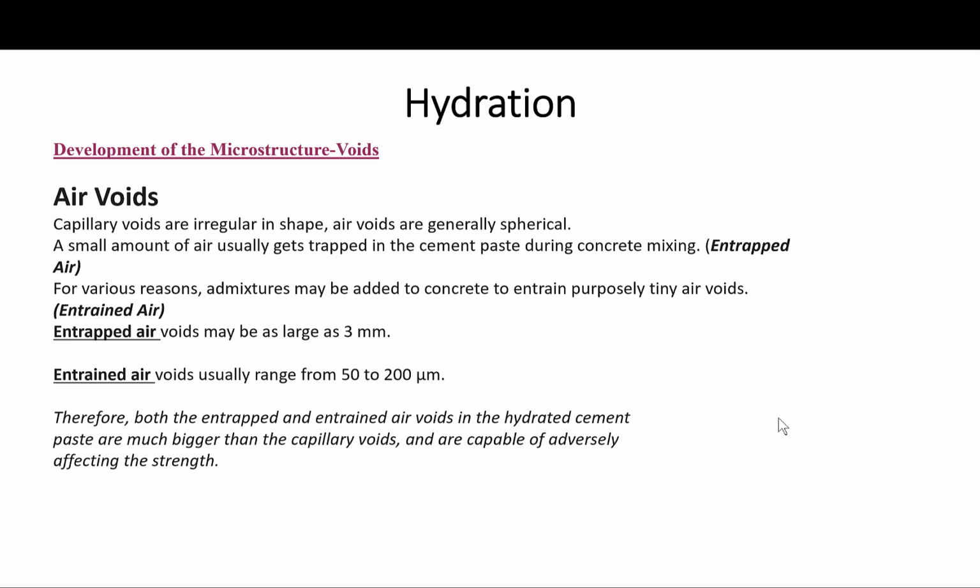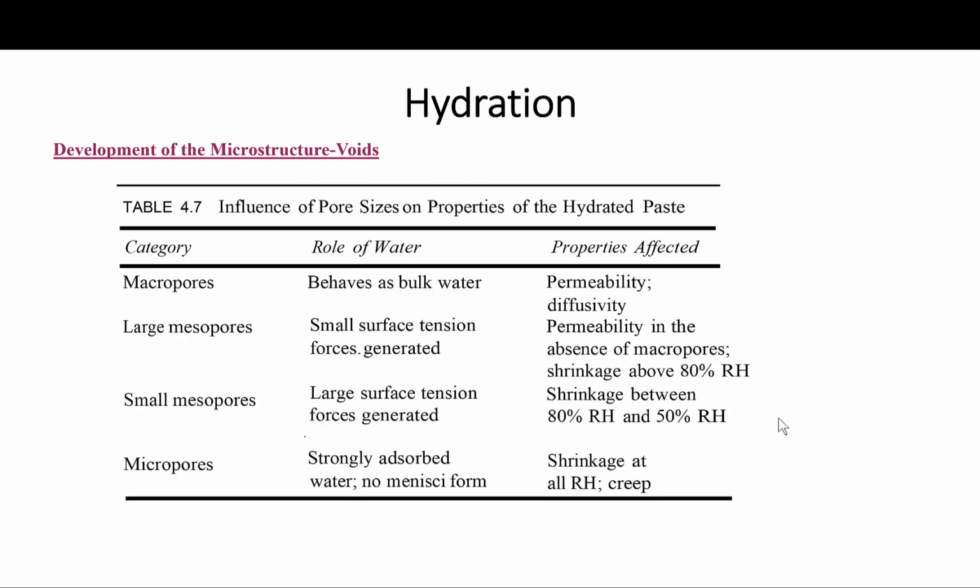Both entrapped and entrained air voids in the hydrated cement paste are much bigger than the capillary voids and are capable of adversely affecting the strength. So keep that in mind. So let's look at the influence of the pore size on the properties of the hydrated paste, because this is really our ultimate goal, to understand how to improve the durability. The macropores, the water in these pores behaves as bulk water.